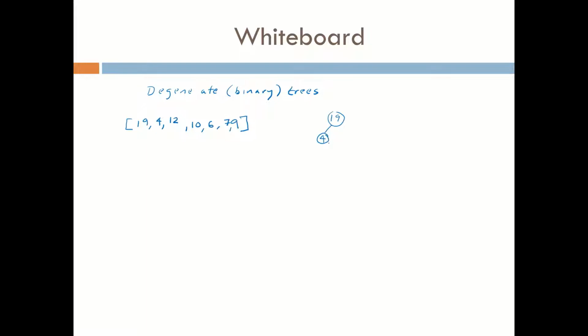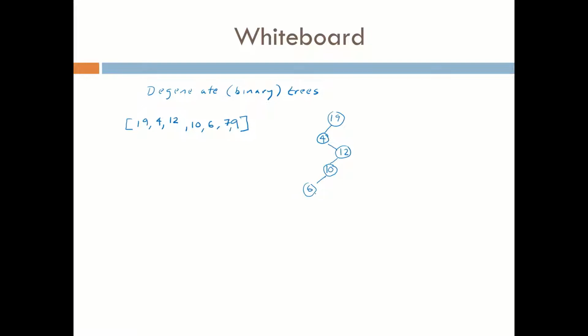And now we've got to add the 12. Well, that's less than 19. It's greater than the 4, so we add the 12 at this point. And we'll add the 10 next. It's less than 19. It's greater than 4. It's less than 12. And then we'll get the 6. Less than 19, greater than 4, less than 12, less than 10. So the 6 goes over here to the left of 10.